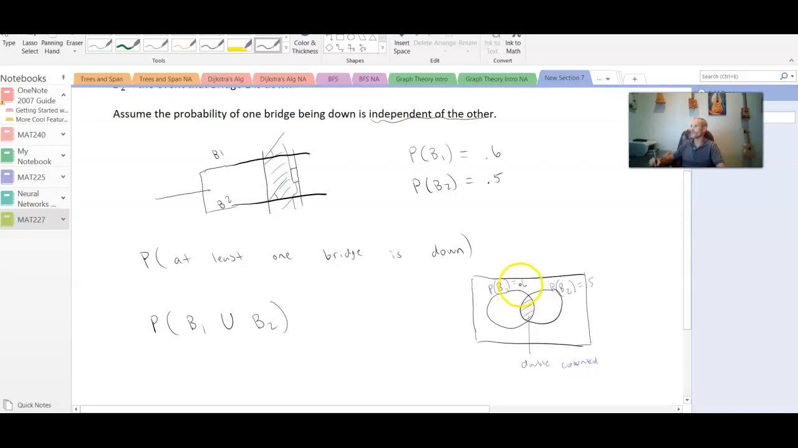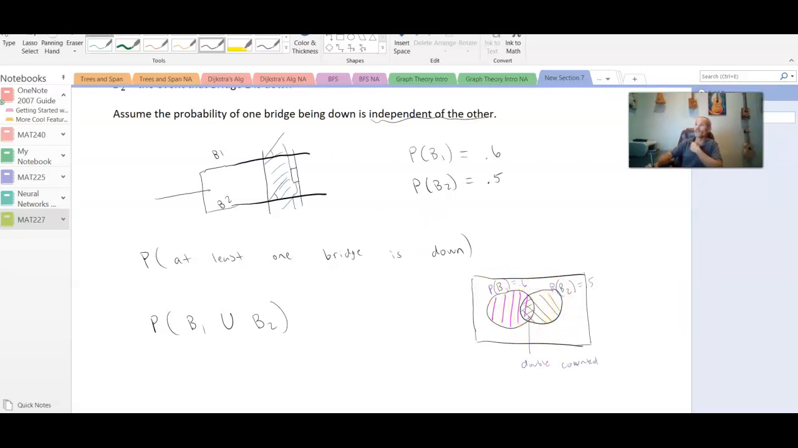And so some of these 60% of times, bridge 2 is also down, and some of the 50% of the time, bridge 1 is also down. So if we add together 0.6 and 0.5, you'll notice that we look at the likelihood or the percentage of time that each event happens, and then if we also add this in, you can see that we've counted that intersection twice.